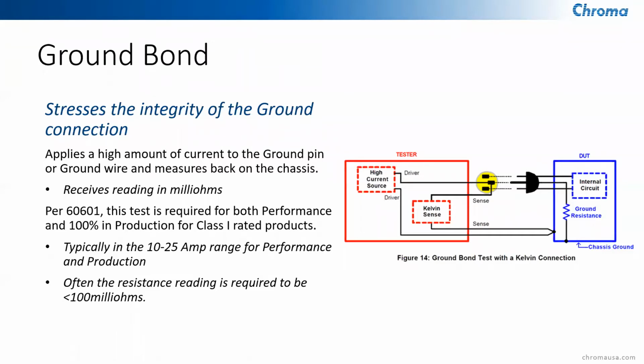Typically, this standard calls out for a current to be applied of somewhere in the 10 to 25 amp range for both performance and production. And often the resistance requirement is less than 100 milliohms. So this can definitely change depending on a product. These are some parameters that cover most of the medical devices out there.